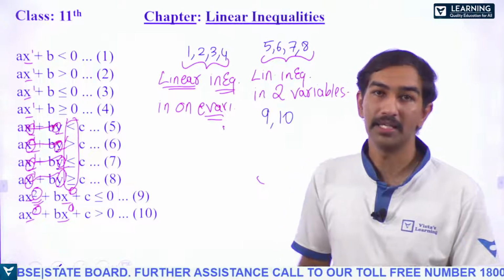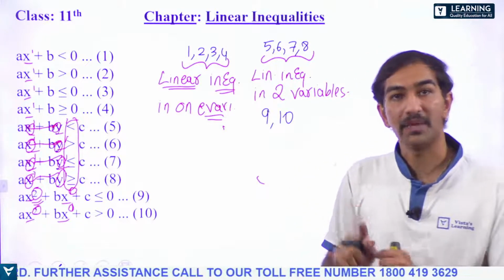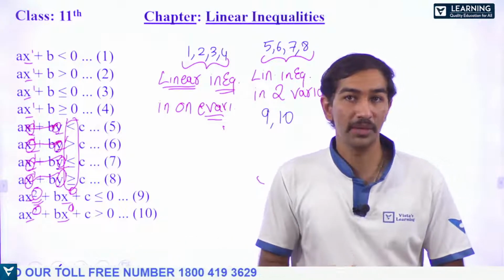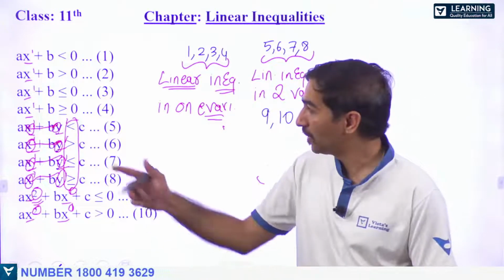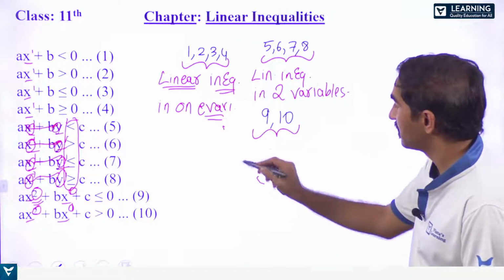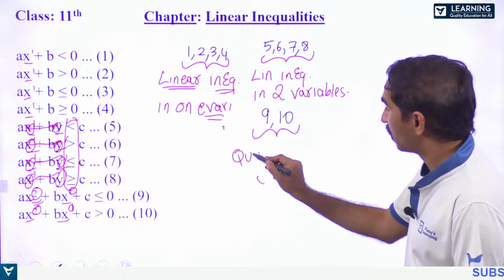So can we call it linear? No. If the highest power is 1, then only we can call it linear. If the highest power is 2, then we cannot call it linear. So what do we call 9 and 10? So 9 and 10 we will call as quadratic.